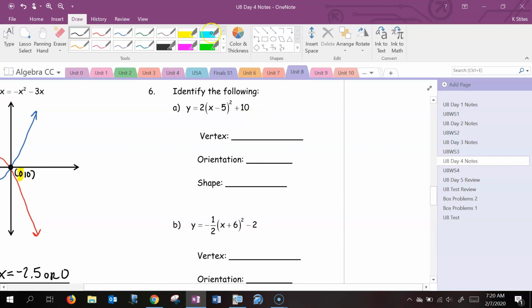This is vertex form, so we will use these numbers right here to determine our vertex. Remember, change the sign, keep the sign. So our vertex should be positive 5, 10. For orientation and shape, we'll look at our A value, which is out front. Our A value is a positive, so our orientation will be up. That means it's going to look like this. Our number here is more than 1, this 2, and that means our shape is going to be narrow.